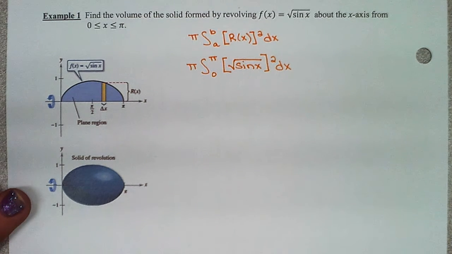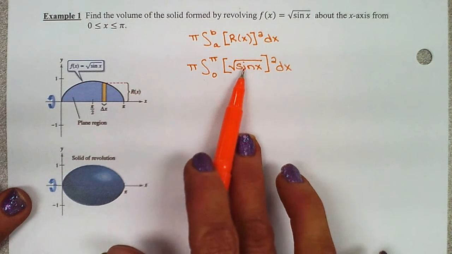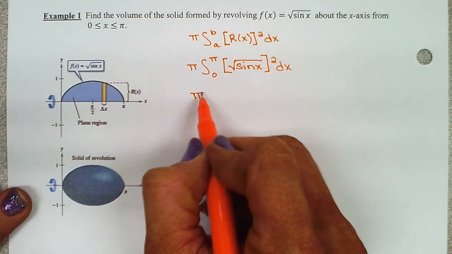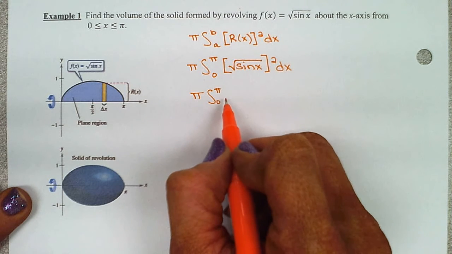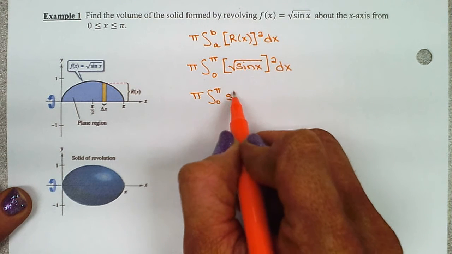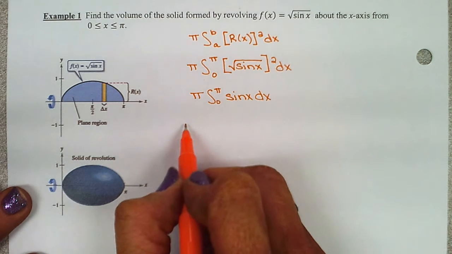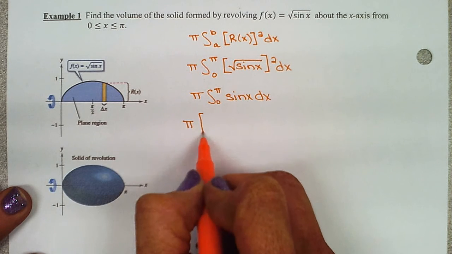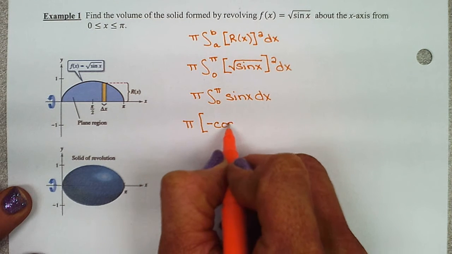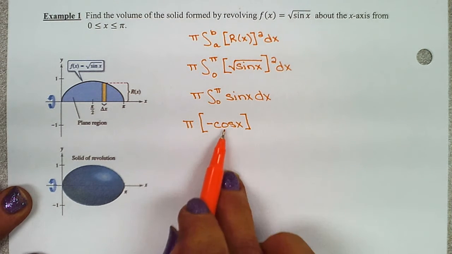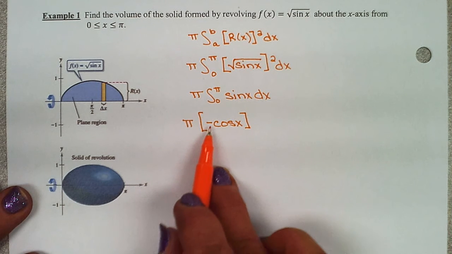Now, before you actually integrate any of this stuff, you always want to go in and square your r and then do your integration. So it's going to be pi, from 0 to pi, the square root of sine quantity squared. The square root and the square cancel out, and you just get sine x dx. Now, when we go to actually integrate it, we've got the pi in front. The integral of sine is a negative cosine, because the derivative of cosine is a negative sine, and since it's a positive, we need a negative so that we have a double negative to get the positive.